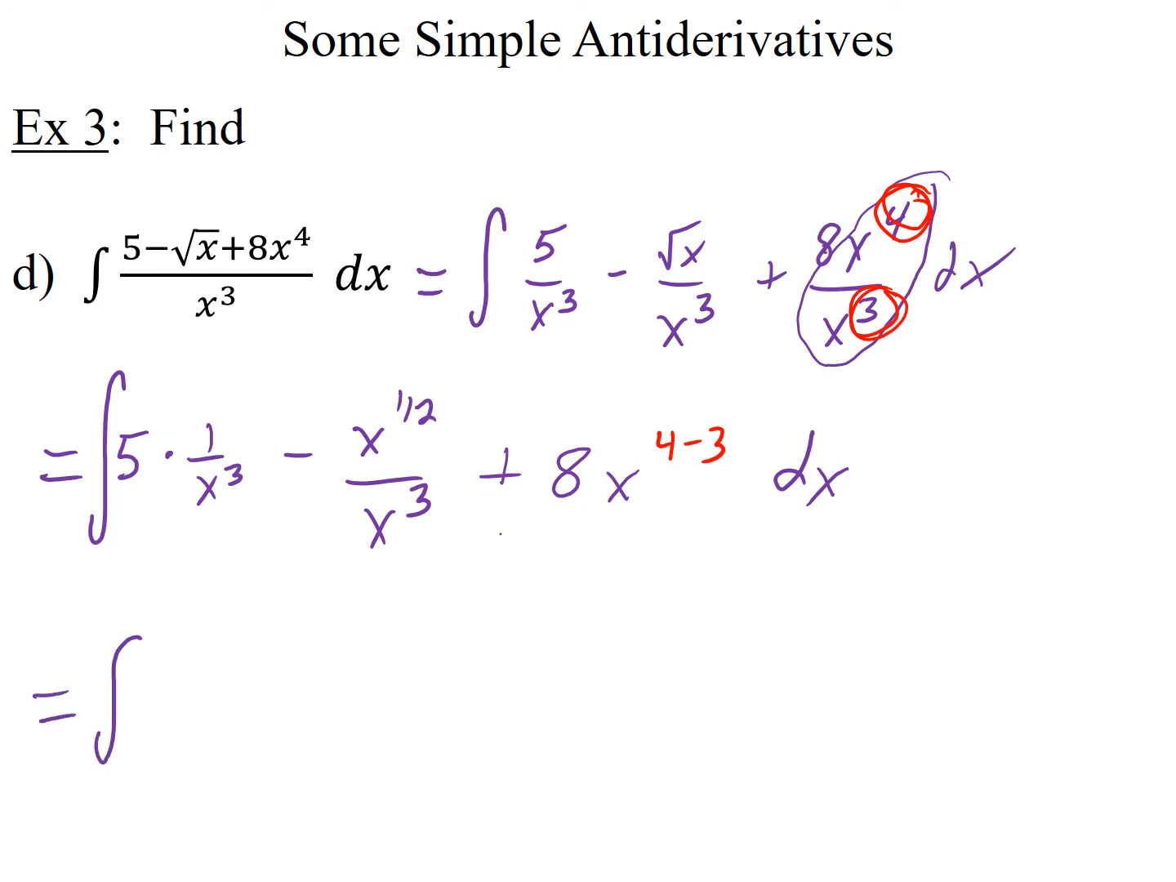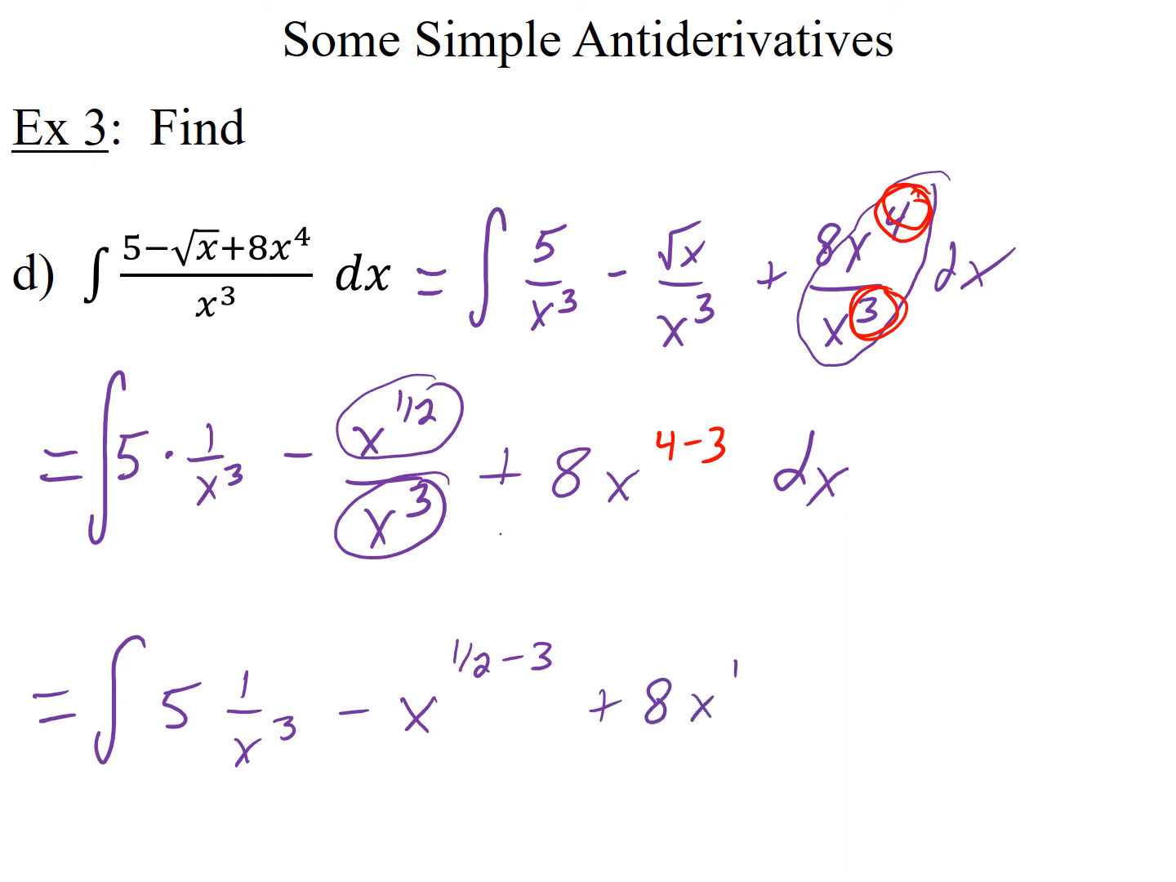I'm still rewriting. I'm not finding antiderivatives yet. So again, same thing here. We have x to a power divided by x to a power. So you write x to another power, where you subtract the powers. You've got to do top power minus bottom power. And of course, this is x to the power 1. Okay. We're running out of room, so let's do some erasing.